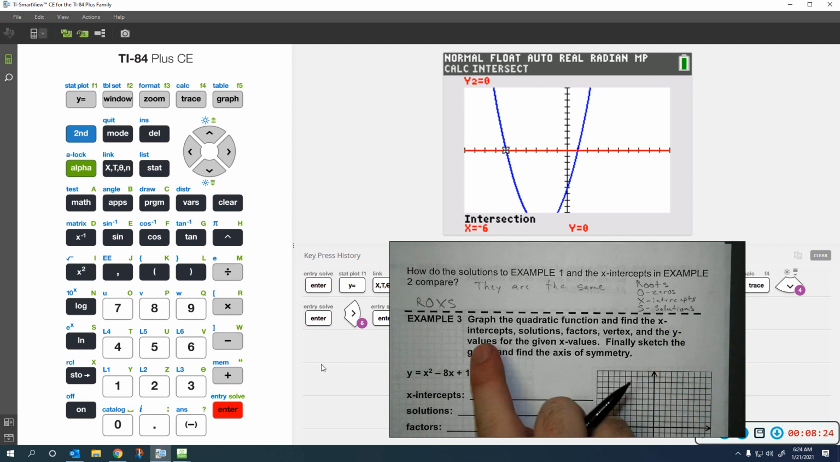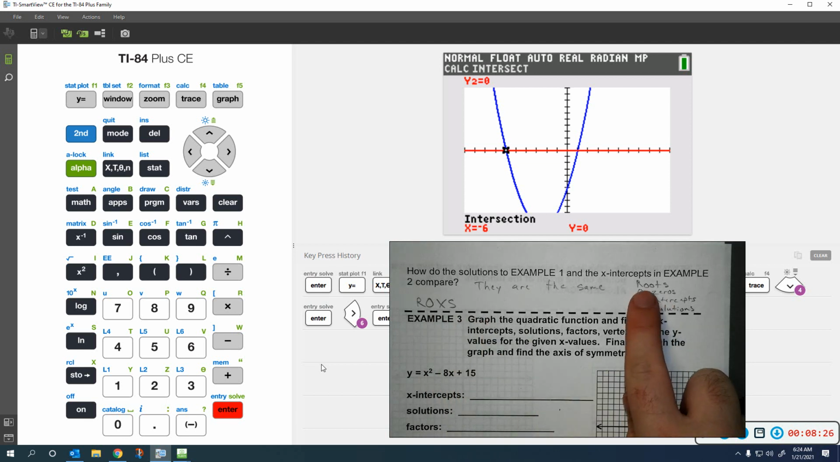So, remember this term, ROXS, and the acronym stands for roots, zeros, x-intercepts, or solutions. All of those mean you're basically looking just to see where it's going to cross the x-axis. I'm going to stop the video here. We're going to continue on the next one.